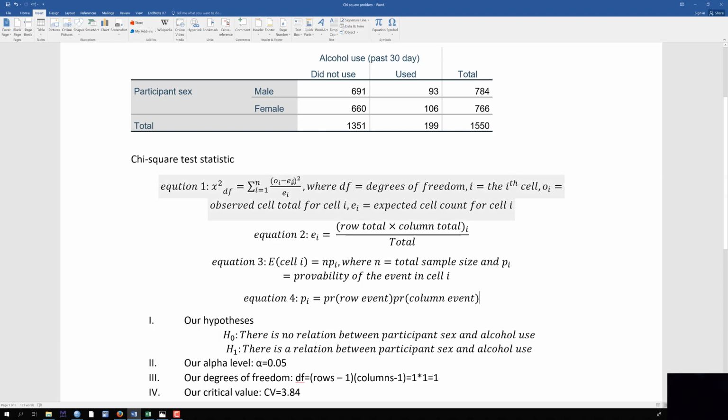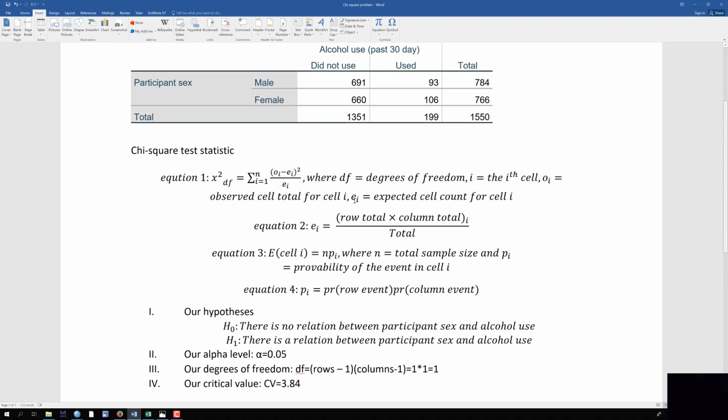And then we need the expected cell value, and then we square that difference and divide it by the expected cell value. And then we sum. This symbol sigma represents a sum, and we sum across the cells from cell 1 to cell 4. We'll let n equal the total number of cells, and there's 4 cells. This is a 2 by 2 table, so 2 times 2 is 4.